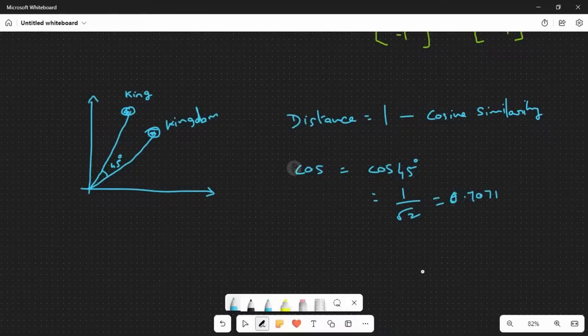So once you calculate this cos 45, the cosine similarity, the distance for you is going to be 1 minus 0.7071, which is 0.29 and so on. Whatever you have, if this distance is closer to 0, it is going to be more related. So these two are more related.